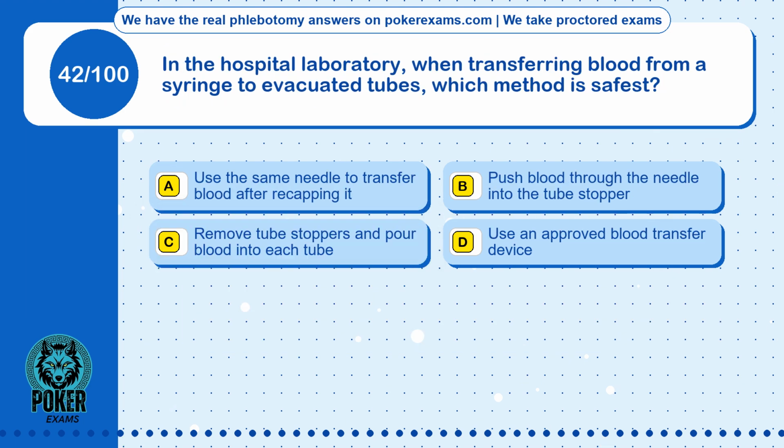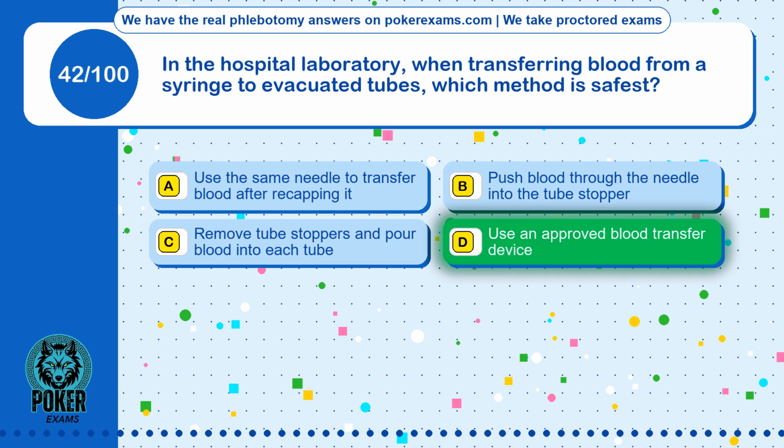Question 42. In the hospital laboratory, when transferring blood from a syringe to evacuated tubes, which method is safest? Option A. Use the same needle to transfer blood after recapping it. Option B. Push blood through the needle into the tube stopper. Option C. Remove tube stoppers and pour blood into each tube. Option D. Use an approved blood transfer device.